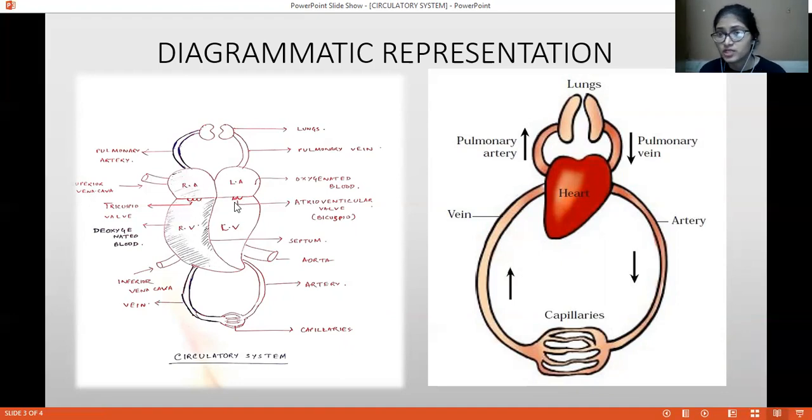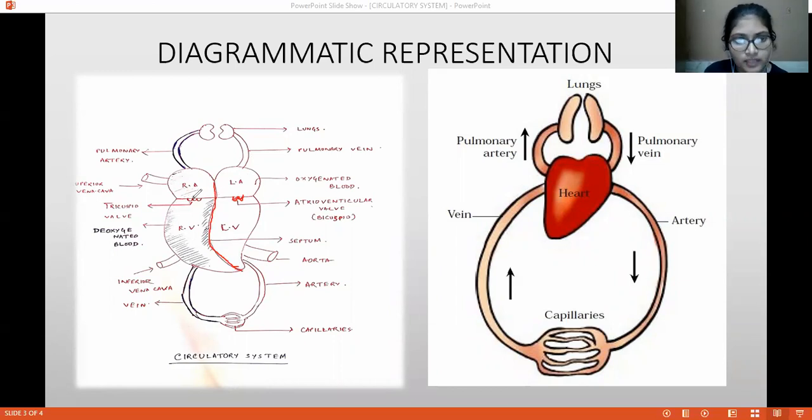right atrium, right ventricle, and left atrium, left ventricle. There is a partition that is called the septum, and the septum is responsible for avoiding the intermixing of deoxygenated and oxygenated blood. And as you can see, there is a valve present between the left atrium and left ventricle. This valve is responsible for preventing the backflow of blood from the left ventricle to the left atrium. Okay, and I have already discussed the function of this septum.